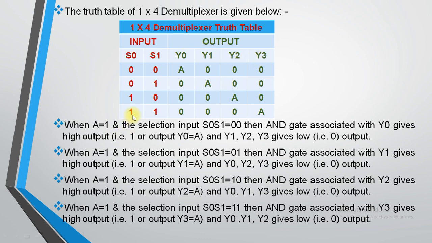And for the last case, S0 and S1 contain 1, 1. At that time, Y3 is activated, or it produces high output, and Y0, Y1 and Y2 produce low output. Now let me read out these 4 points. When I speak, you need to focus on the truth table, not on the point.